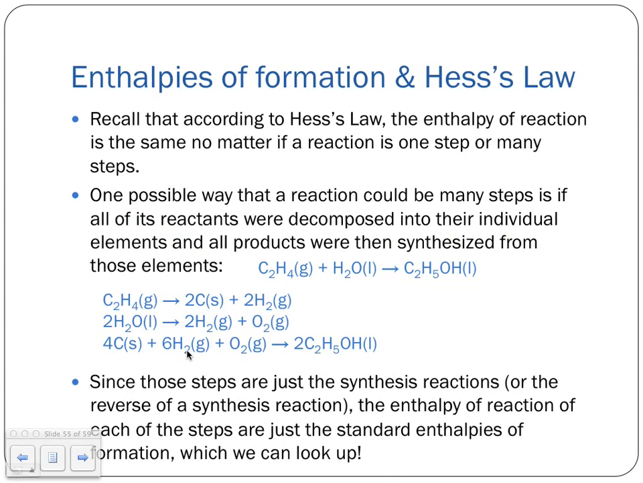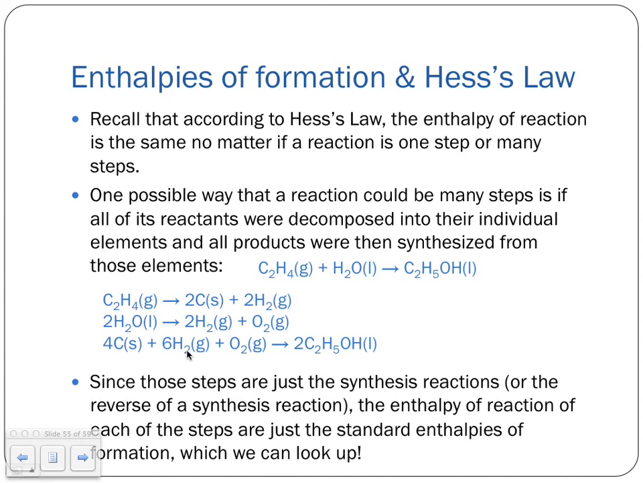Now, let's apply this to Hess's law. Because remember that according to Hess's law, the enthalpy of reaction for any reaction is the same, no matter if a reaction is one step or many steps. So we can take a reaction and write it out in terms of several other reactions that would lead us to the same products from the same reactants. And we add those up in the right way using Hess's law, and we can end up figuring out the enthalpy of reaction. Now, one possible way that any reaction could be many steps is if all of its reactants were decomposed into their individual elements and then all products were then synthesized from those elements.